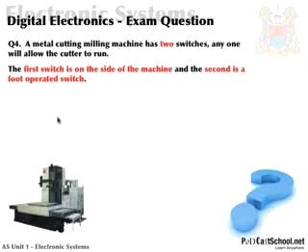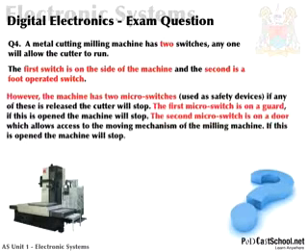It says, a metal cutting machine has 2 switches. Any one will allow the cutter to run. The first switch is on the side of the machine and the second is a foot operated switch. Okay, notice it says any one will allow the cutter to run. However, the machine has 2 micro switches used as safety devices. If any of these is released, the cutter will stop.